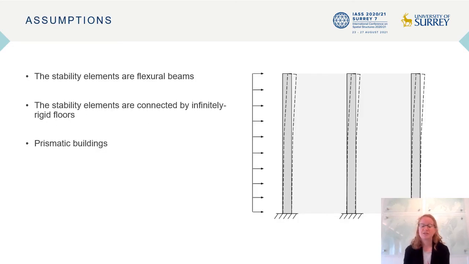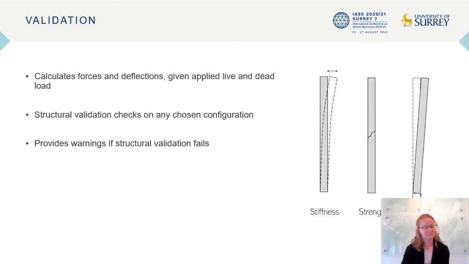It is assumed that the stability elements behave like flexural beams, which are connected together by infinitely rigid floors. The tool analyzes prismatic buildings, that is, buildings with a uniform cross-section from base to top. After the user has constructed their conceptual design, they can apply loads to their building, and the tool will calculate the forces and deflections in response. The tool will also check these forces and deflections against Eurocode standards and let the user know if their building is adequate for these standards.